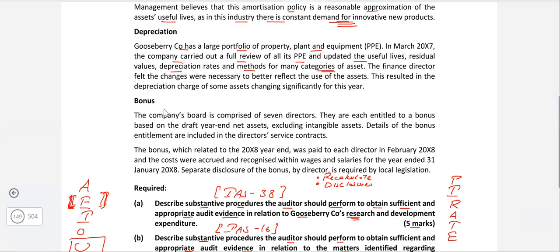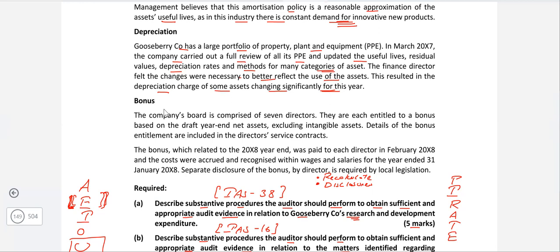The finance director felt the changes were necessary to better reflect the use of assets. This resulted in the depreciation charge of some asset changing significantly for this year. So again, the first procedure is relevant to the discussion with the finance director, the rationale of changing the useful life, residual values, and the scrap values, and confirm the reasonableness of those accounting estimates. So for some depreciation which has changed compared with the previous years, to confirm the reasonableness of the accounting estimates.